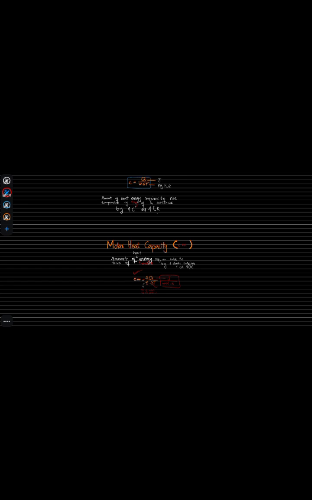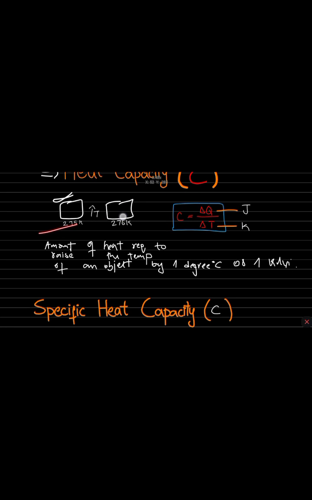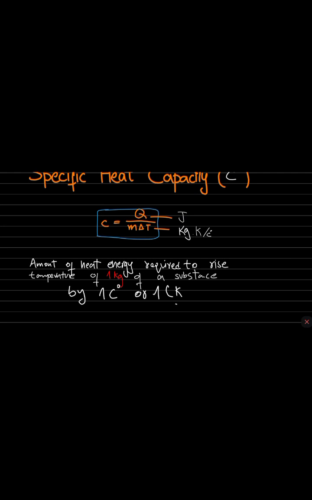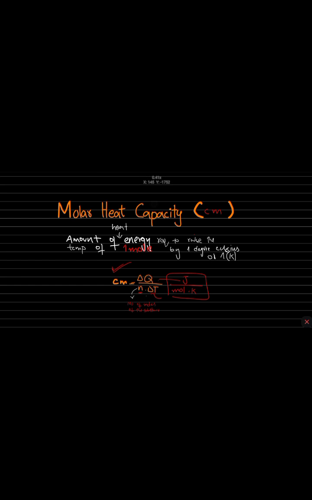Let me just tell you the slight difference here. In the first case, it is the amount of heat required to raise the temperature of an object, any object, not any specific thing. In the second case, it is the amount of heat required to raise the temperature of 1 kg of the substance, only 1 kg. And here it is the amount of heat energy required to raise the temperature of 1 mole. This is the difference between the three of them.